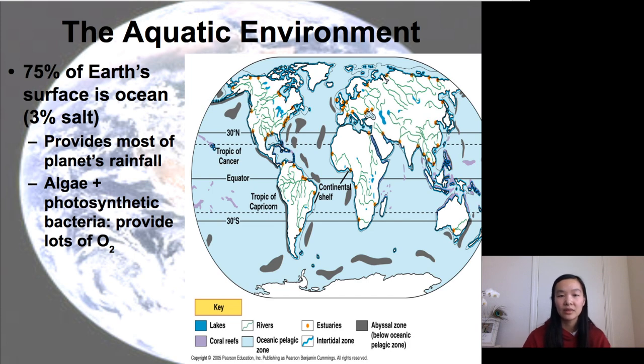And I don't know if this class has gone through the water cycle yet. I think that might be later. But anyway, due to the water cycle, the sun's radiation causes water to evaporate from the ocean, and then it turns into a cloud, and then the cloud eventually rains, and that's how you get our rainfall. So the oceans are responsible for rainfall for the land biomes on the rest of the planet. So super important.